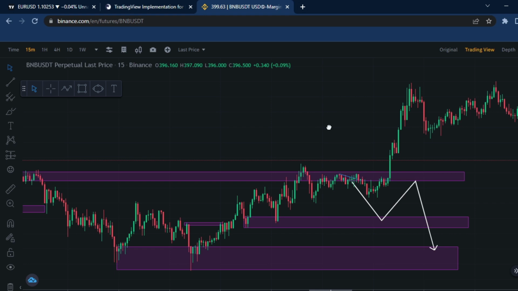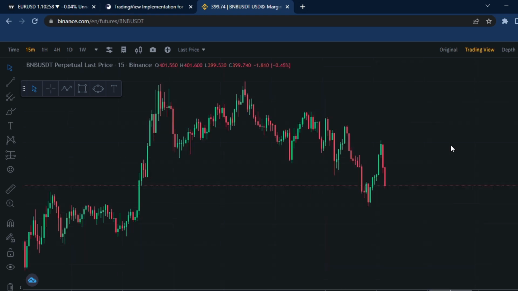So now when I come here, personally the first thing that I do, I highlight what I call demand and supply zones, you get? So I believe that here in this region, we can see that there was a break of structure here.